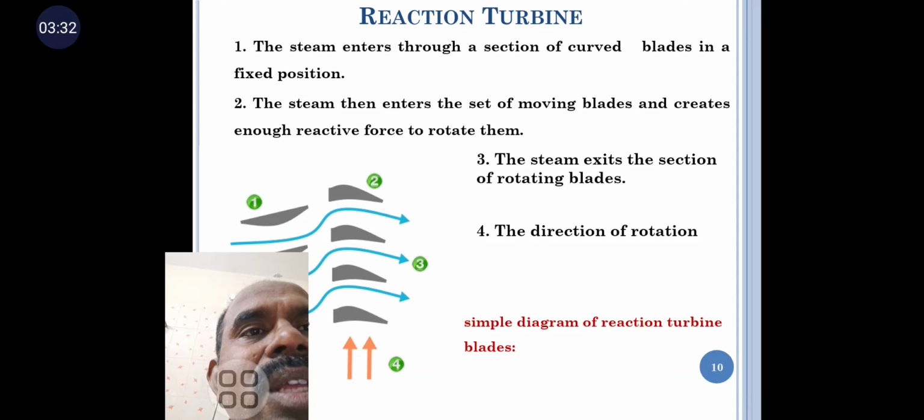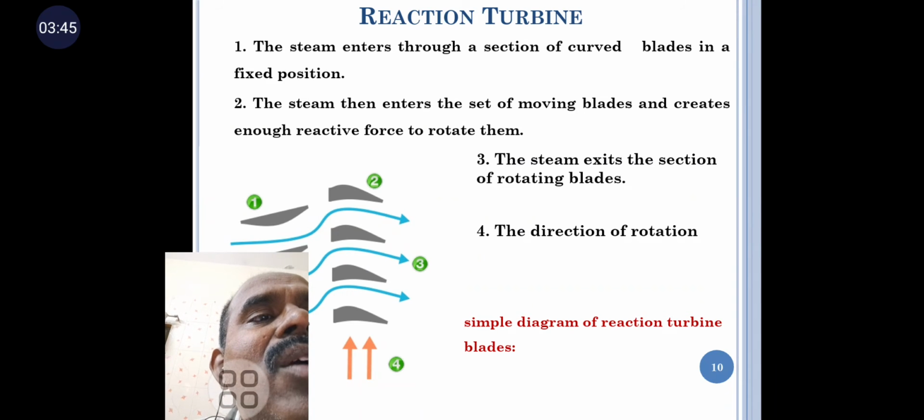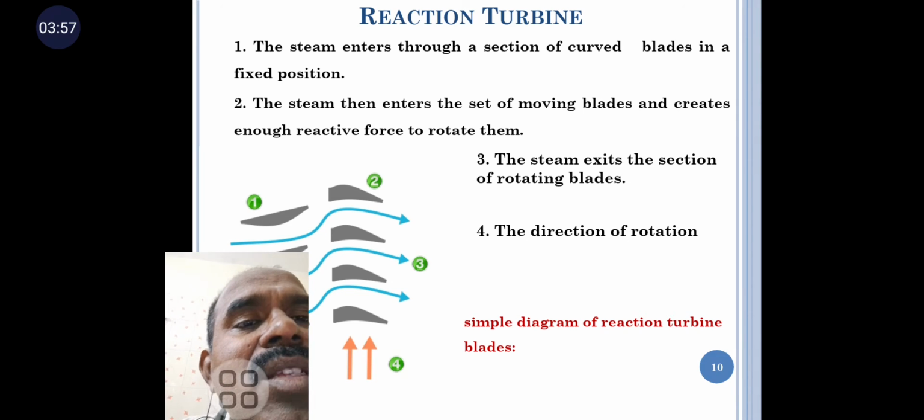The first position: steam enters through the section of curved blades in fixed position. The second position: steam then enters the set of moving blades and creates enough reactive force to rotate them. Third, steam exits the section of rotating blades. Fourth, in the direction of rotation. This is a simple diagram of the reaction turbine blades.